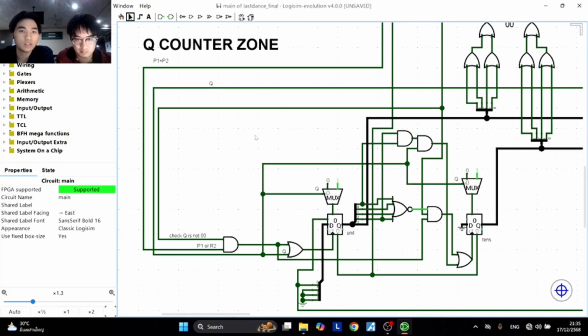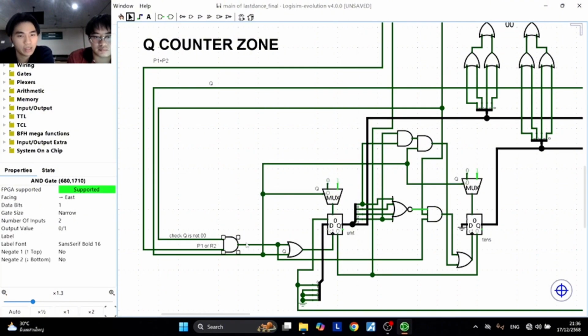And this is our Q counter zone, or number of waiting zone. Okay, first of all, we're going to focus on our IC. We use two counters: this one represents units and this one represents tens. Okay, first of all, we're going to focus on the data of this counter.